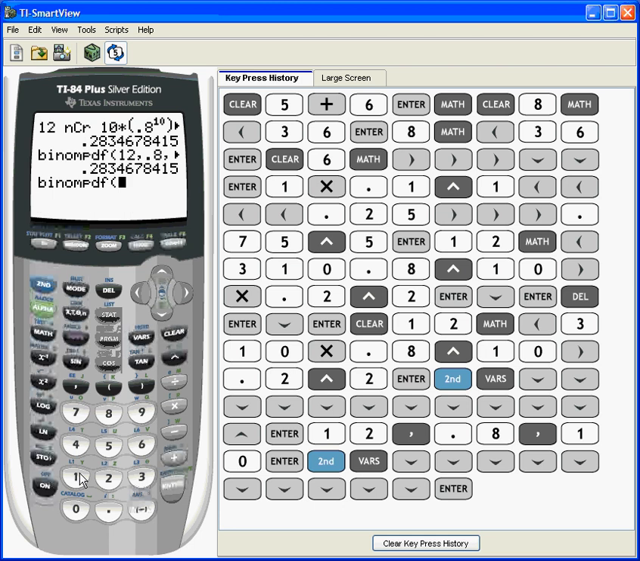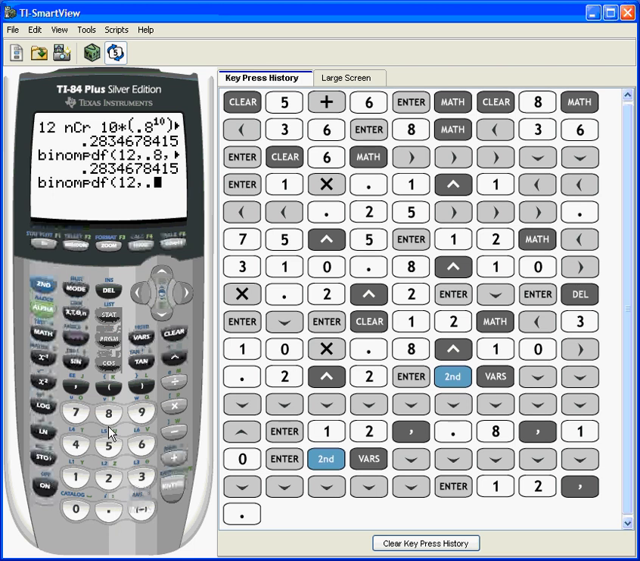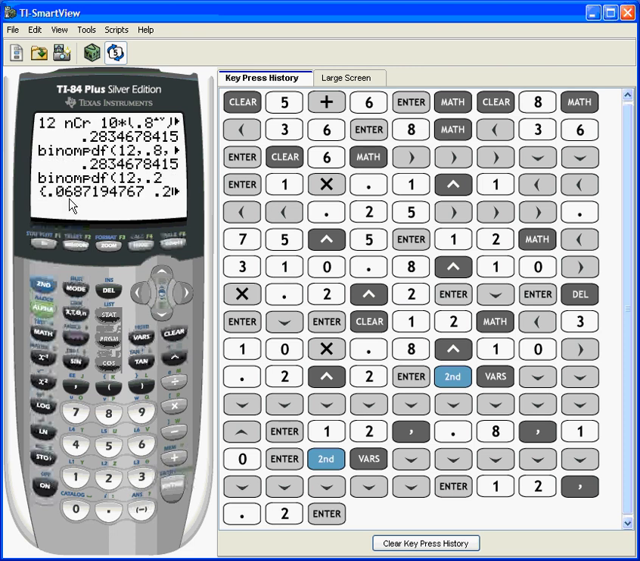So if I put in 12 for the number of trials, comma, 0.2, because in this one it was actually 0.2. This is the true-false question. 0.2 for the probability of a success. And if I don't put the number of successes I'm interested in, so 12 is the number of trials, p is the probability of a success, but if I just leave the rest of it blank, what it's giving me is all the probabilities for the entire distribution.